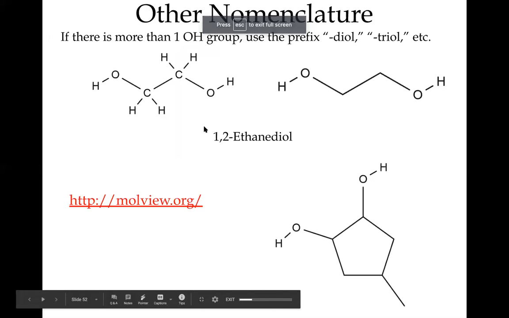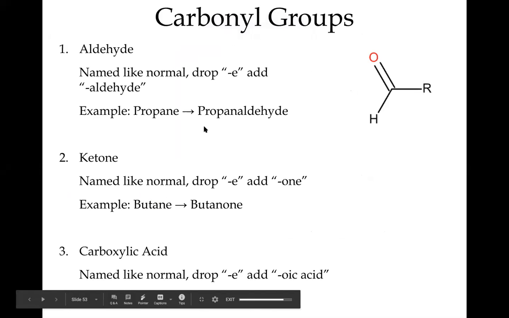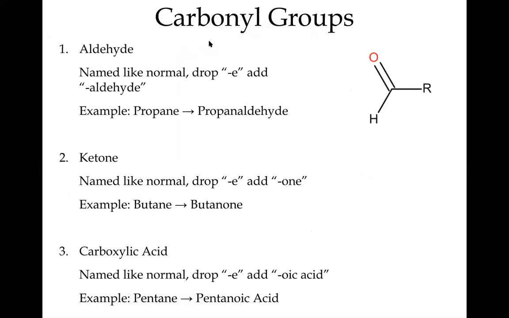Hey, hooray. Okay. So check out MolView, play around with it. And then that brings us to these carbonyl groups, right? So if you had an aldehyde, remember an aldehyde is a carbon-oxygen double bond that has a hydrogen attached to it, right? Right here. So this would be an aldehyde, and for instance, if it was propane, it would be propanaldehyde. Okay, that's how we would name the parent.